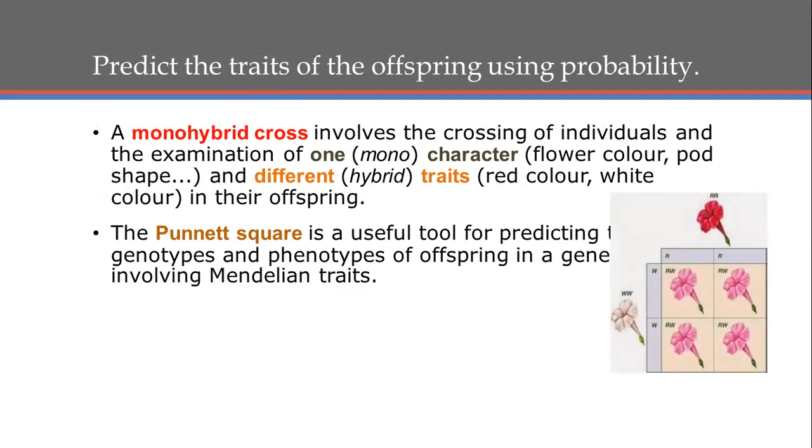A monohybrid cross involves the crossing of individuals and the examination of one character, like flower color or pod shape, or different hybrid traits like red color, white color in their offspring. The Punnett square is a useful tool for predicting the offspring genotype and phenotypes in a mating of two individuals.